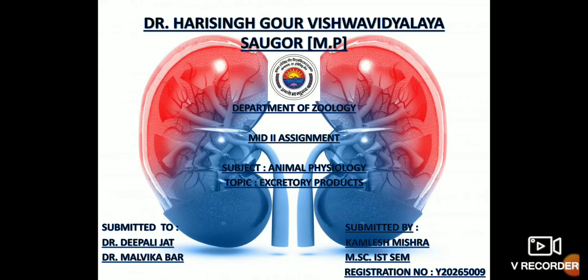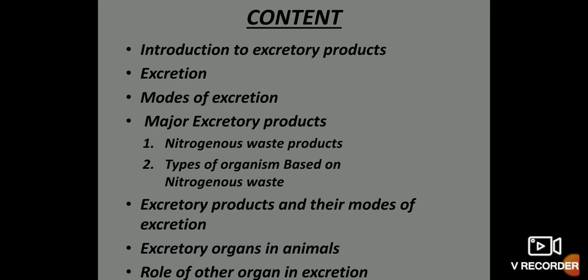What I'd like to present to you today is excretory products. By the end of this talk, you will be familiar with excretory products. I'll begin by explaining what excretory products are and why it is important to get them eliminated from the body. After that, I'll move on to what excretion is, different modes of excretion, nitrogen waste products, and based on that, different types of organisms. And finally, I'll talk about excretory products and their mode of excretion and excretory organs in animals.